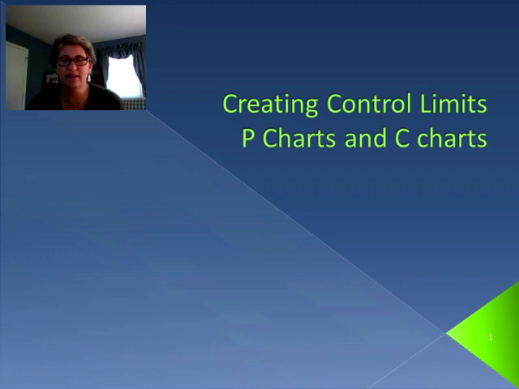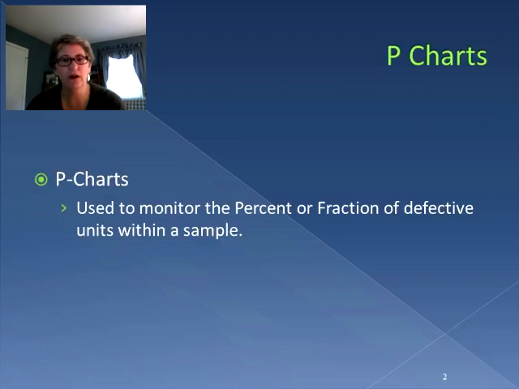We're continuing with statistical process control, and now we're going to be looking at how we create control limits for P charts and C charts. If you recall, P charts and C charts are used for attribute inspection in terms of is there a defect, is there not a defect. A P chart is used to monitor the percent or fraction of defective units within a sample. So when you're thinking about P charts, think percent defective. We have a total number of items in a sample, and we're just counting how many of them are defective.